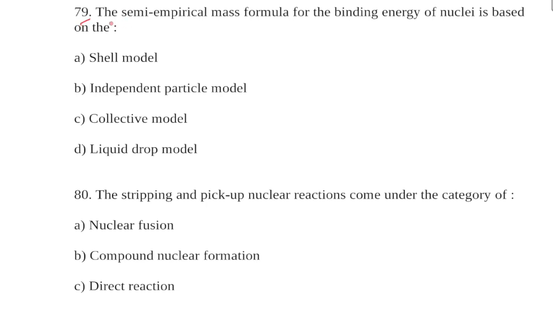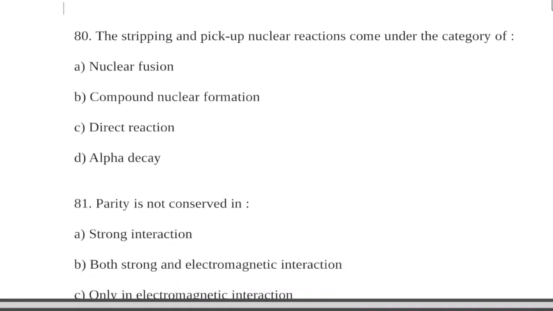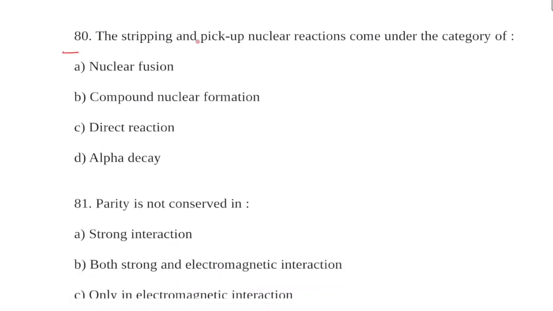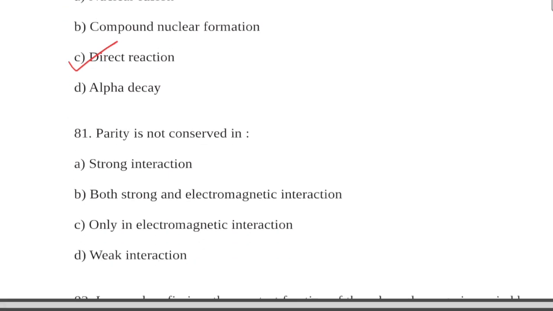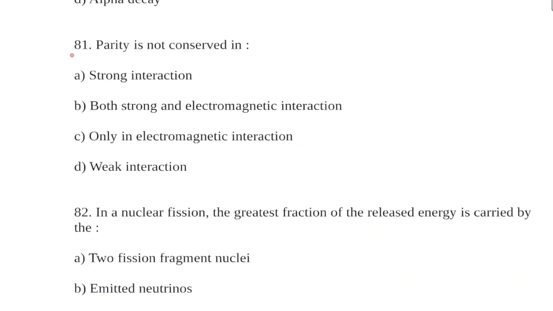Next, 79. The semi-empirical mass formula for the binding energy of nuclei is based on the liquid drop model. So correct option is option D. Next, 80. The stripping and pick-up nuclear reactions come under the category of direct reaction. So your correct option is option C. Next, 81. Parity is not conserved in weak reaction. Okay, correct option is option D.